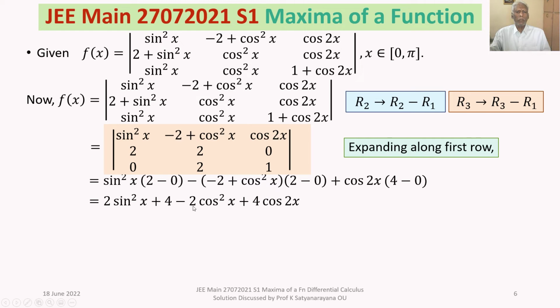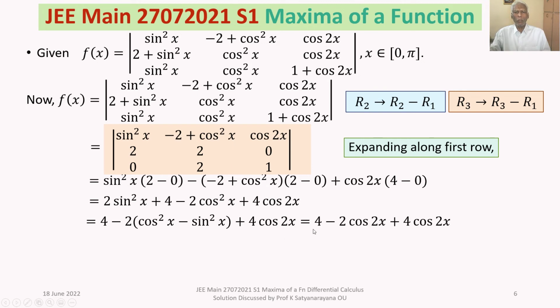In this we find minus 2 cos square x and 2 sin square x. If you take minus 2 common, you will get cos square x minus sin square x, and that will be cos 2x. So we now write 4 minus 2 cos 2x plus 4 cos 2x. Simplifying, we will get 4 plus 2 cos 2x. This is our f of x, and f of x will be maximum when cos 2x is maximum, when cos 2x takes the maximum value 1.